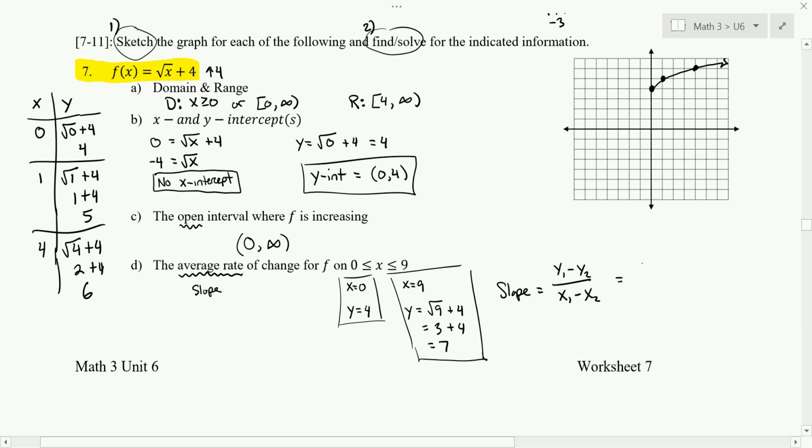So I'm going to choose the larger y value first, so 7 minus 4. Those are our two y values. Because I chose 7 first, I have to choose 9 first, because 9 went with the 7. There's that ordered pair, and minus 0. So 7 minus 4 is 3 over 9, and this reduces to 1/3. So my average rate of change, for x being from 0 to 9, is 1/3.